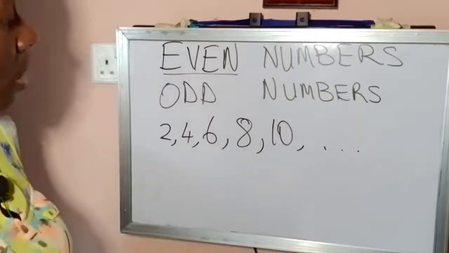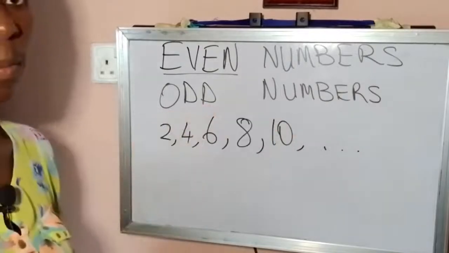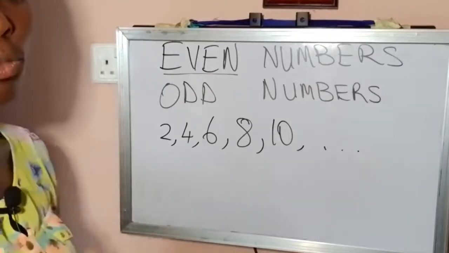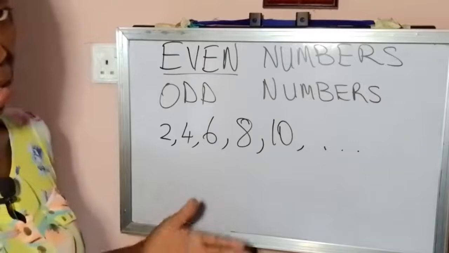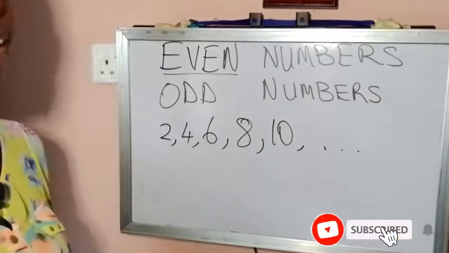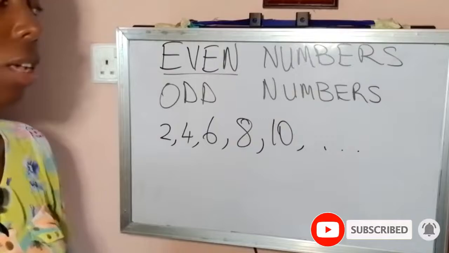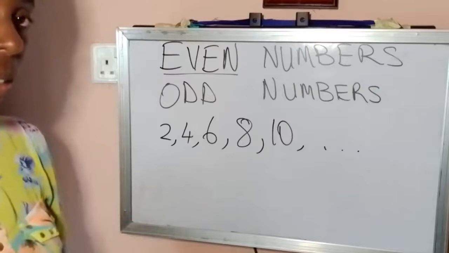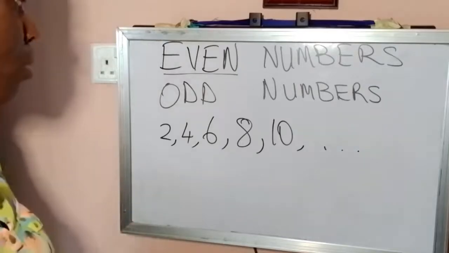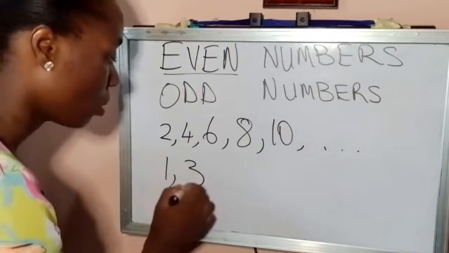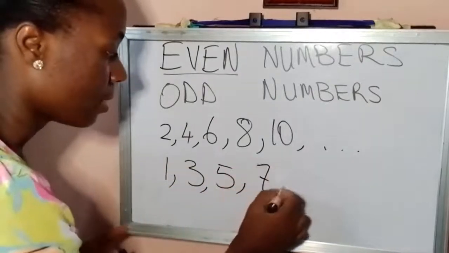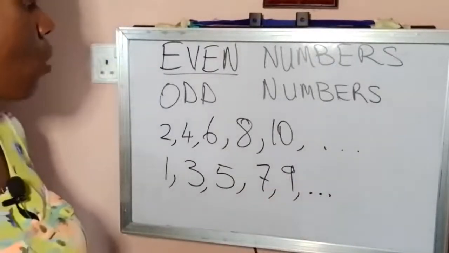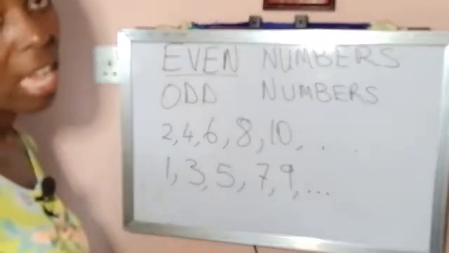Now, on the other hand, we have odd numbers. What are odd numbers? Odd numbers are numbers that cannot be divided into 2 equal halves. Or you can say that when you divide them by 2, you have a remainder. Examples of odd numbers can be 1, 3, 5, 7, 9. The list continues.